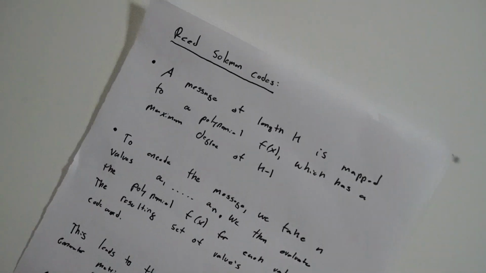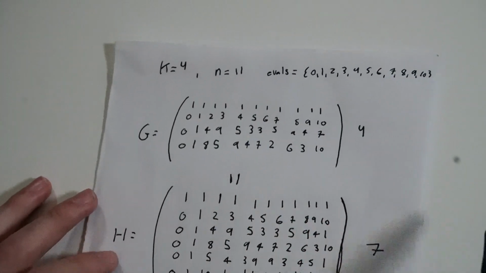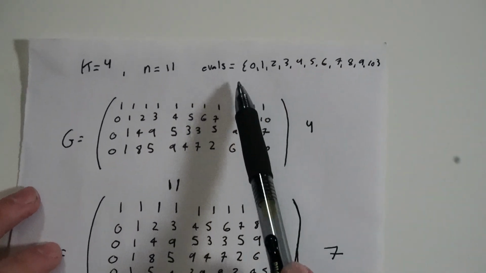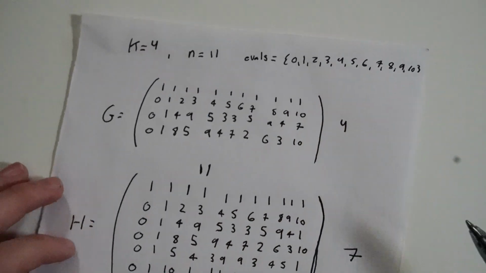So given that, we will now show what our generator matrix is and then explain some other properties that it has. So for our general solution, we picked n to be 11, k to be 4, and then we picked the set of evaluation points 0, 1, 2, 3, 4, 5, 6, 7, 8, 9, and 10.